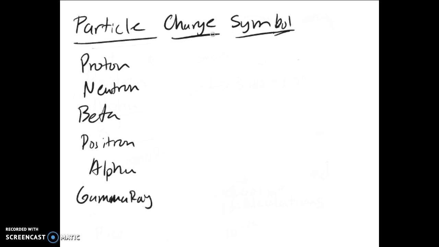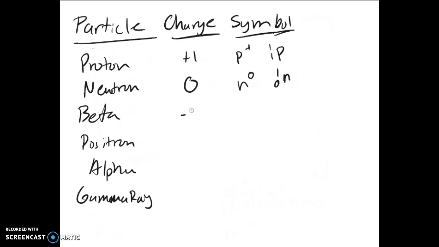A proton has a charge of +1, and its symbol is usually a p+, or can also be symbolized as 1/1 p, which you might remember from our last lesson. A neutron has no charge, it is a neutral particle, and it is usually written with the symbol n with a 0, or 1/0 n.